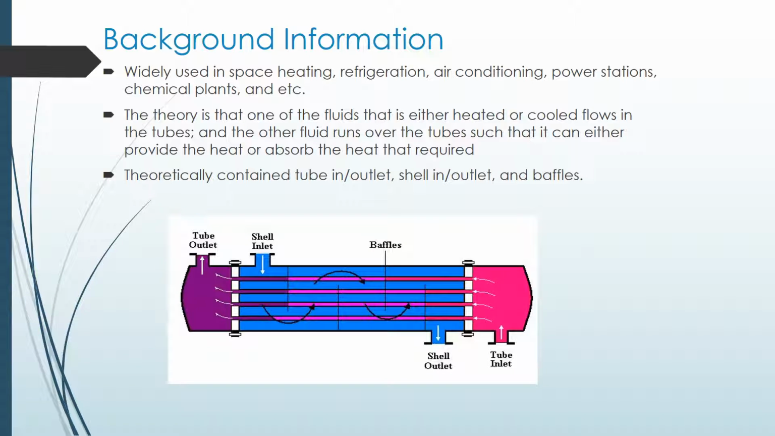Heat exchangers are widely used in space heating, refrigerating, air conditioning, power stations, and chemical plants. The theory is that one of the fluids, which is either heated or cooled, flows into the tubes, and the other fluid runs over the tubes, such that it can either provide or absorb the required heat. A heat exchanger contains a tube inlet and outlet, a shell inlet and outlet, and baffles.